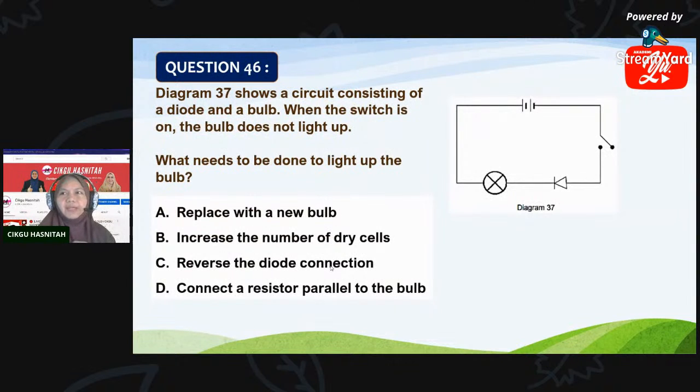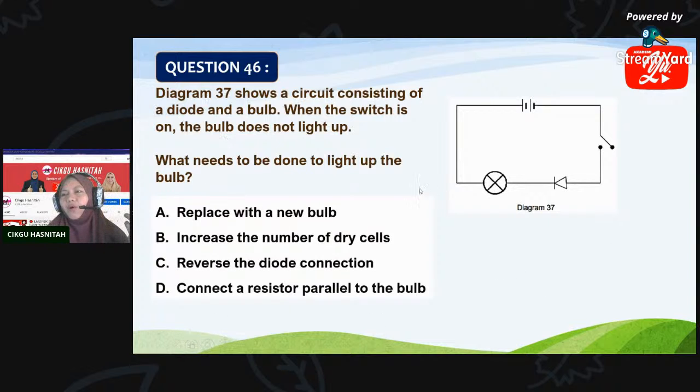Okay, question 46. Diagram 37 shows a circuit consisting of a diode and a bulb. When the switch is on, the bulb does not light up. You can highlight: switch on, bulb does not light up. So the question is, what needs to be done to light up the bulb?